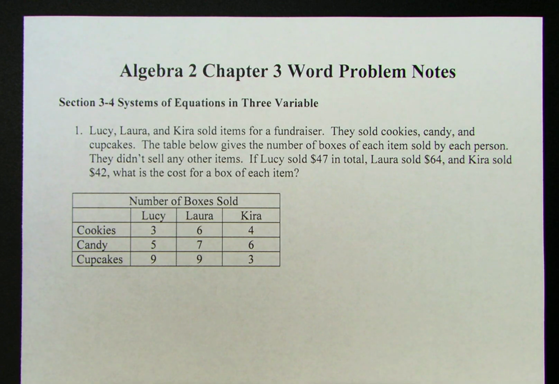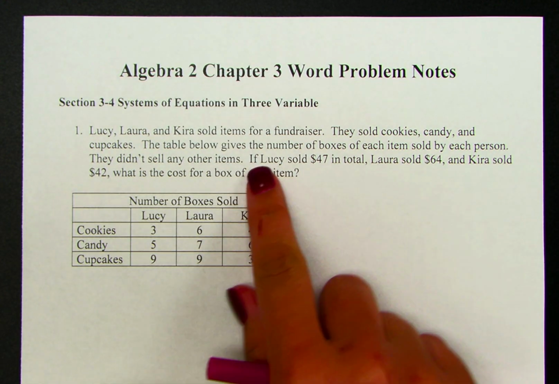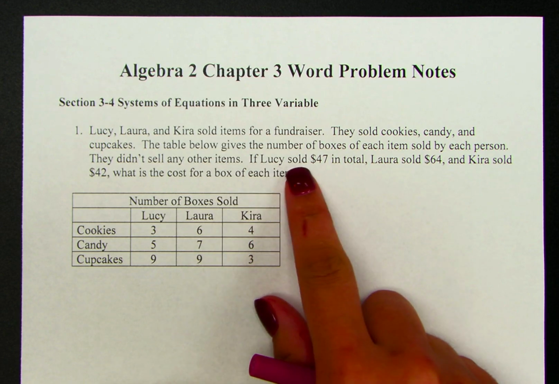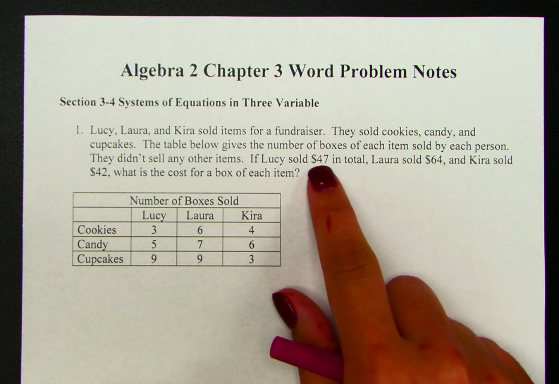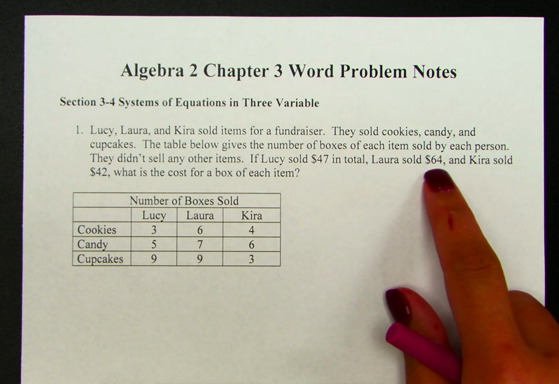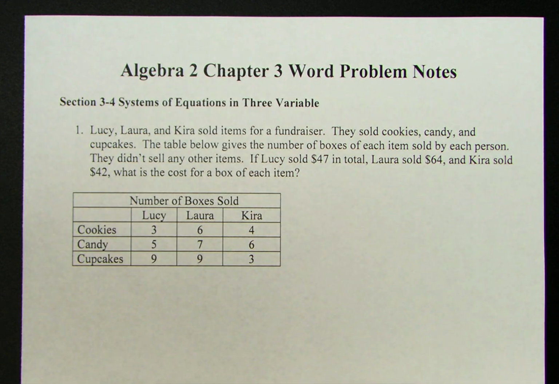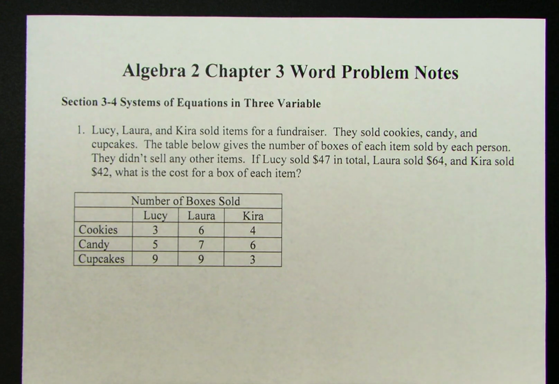Go ahead and pause the video, read through that first question. Now, as we read through this, we again want to look at the totals. The totals are dealing around how much each person is selling. So that means that my equation has to be equal to 47, 64, and 42. When we set it up, if we're basing it around each person, we have to add up the things that they're selling.